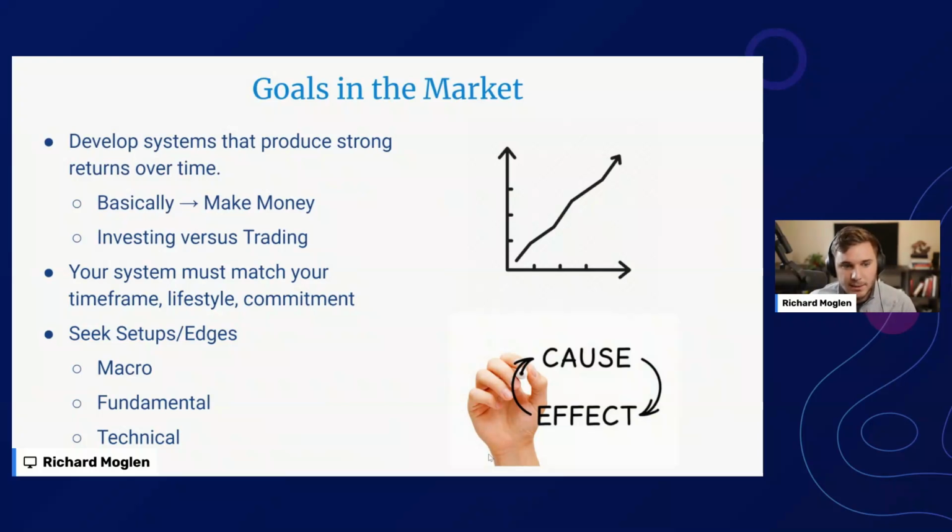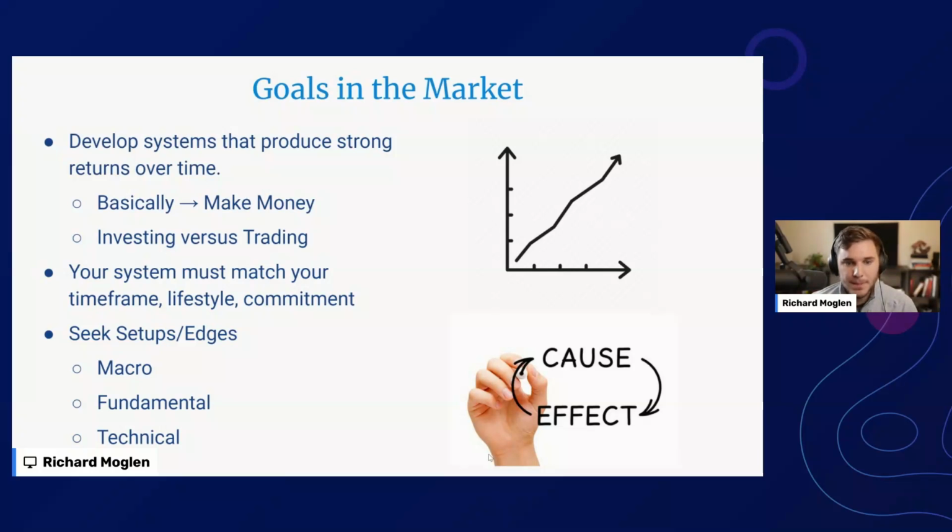Now, a key thing is that the system that you develop, whether you're a position trader, a swing trader, a day trader, or an investor, has to match your time frame, your lifestyle, and your commitment level. If you're working a 9 to 5 where you can't look at the screens at the open or during the day at all, you're not really going to be able to day trade, because you need to look at the charts to do that. So it's important that your overall system matches your lifestyle. I think that's something that can't be said enough.